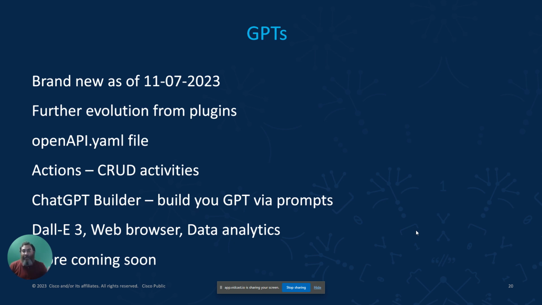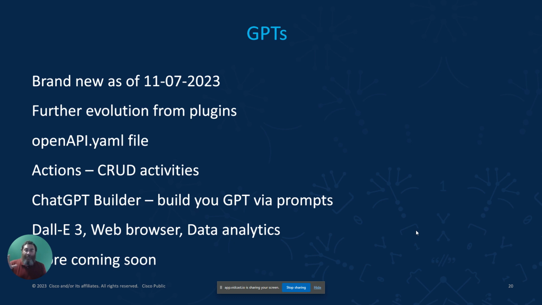We can include DALL-E 3, web browsing, and data analytics, three new features from ChatGPT: image creation, live internet web browsing, and data analytics like CSV files or Python scripts or JSON analytics. And there will be a store for GPTs coming soon.